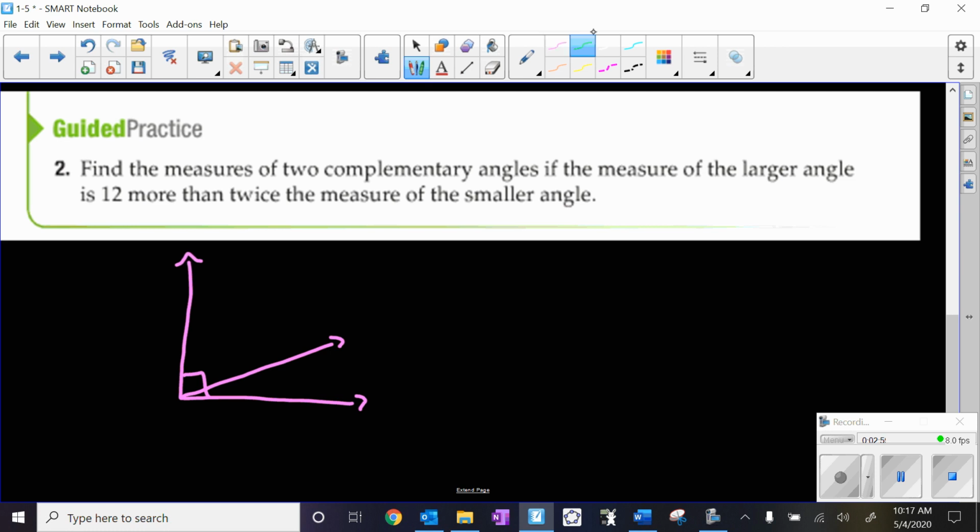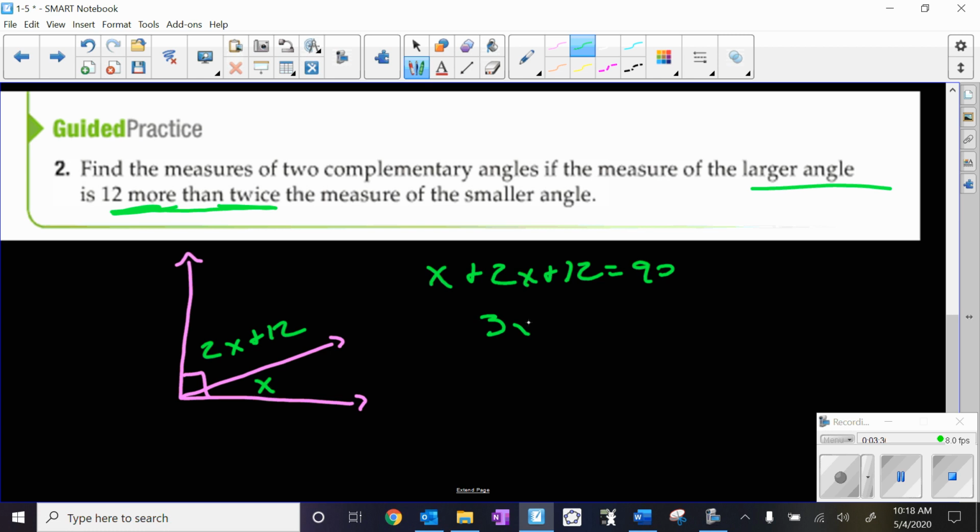Again, I don't know what either one of these angles are, so I'm just going to say that the smaller one is x. And then it tells me that the larger angle is 12 more. I'm going to add on 12 and take this one times 2. So 2x plus 12. 12 more than twice. Twice means multiply, so 2 times x plus 12 more is my angle. So now I'm going to take my two angles, x plus 2x plus 12, and that's going to equal 90.